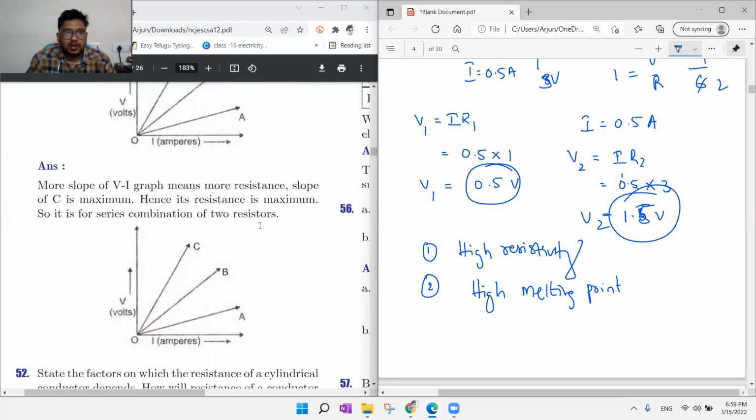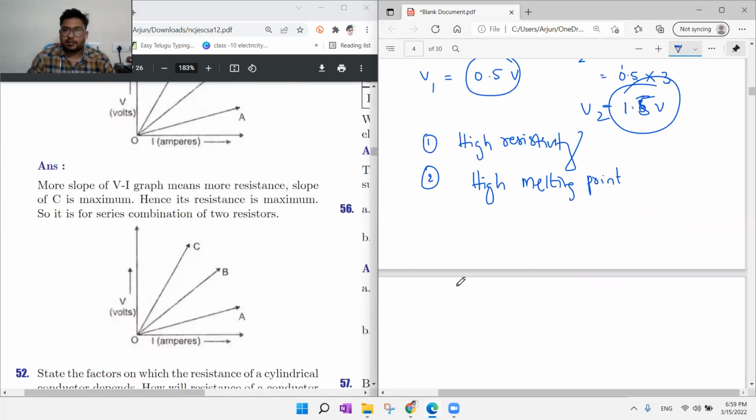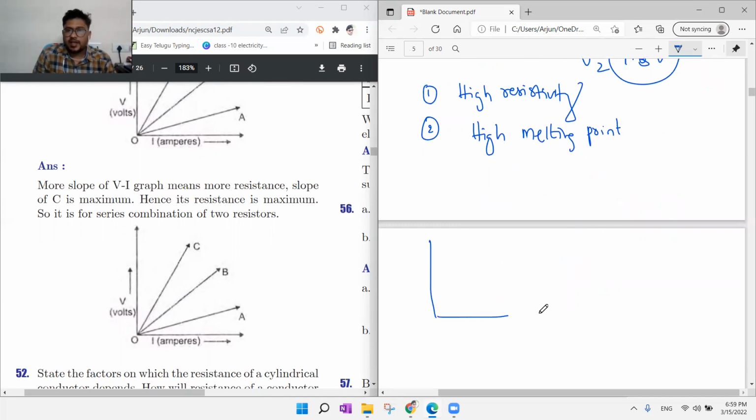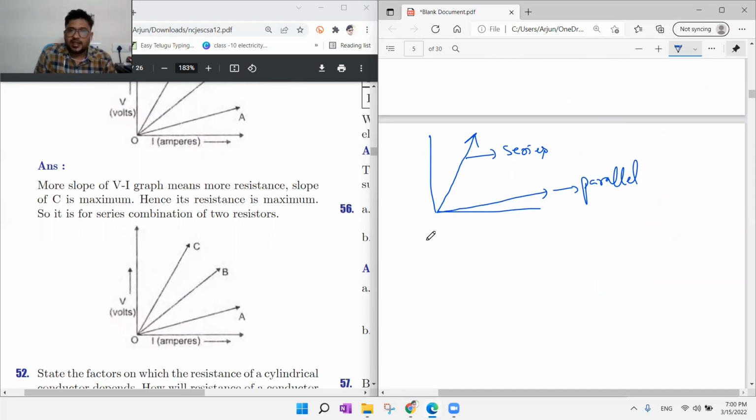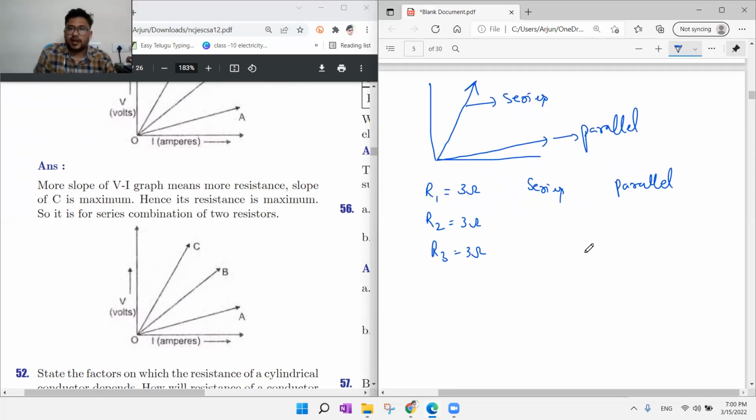So for the series combination of 2 resistors, it is quite simple to understand. Whenever a VI graph is given, when the slope is maximum, that indicates series. And if the slope is minimum, that indicates parallel. Why? Let me tell you with one example. Let us take 3 resistors. R1 value is 3 ohm, R2 value is 3 ohm, R3 value is 3 ohm. Let us connect these resistors in series as well as in parallel, and find the R equivalent value.